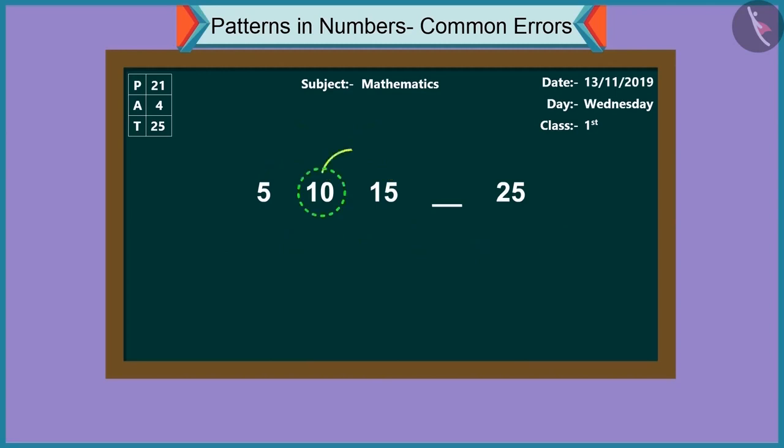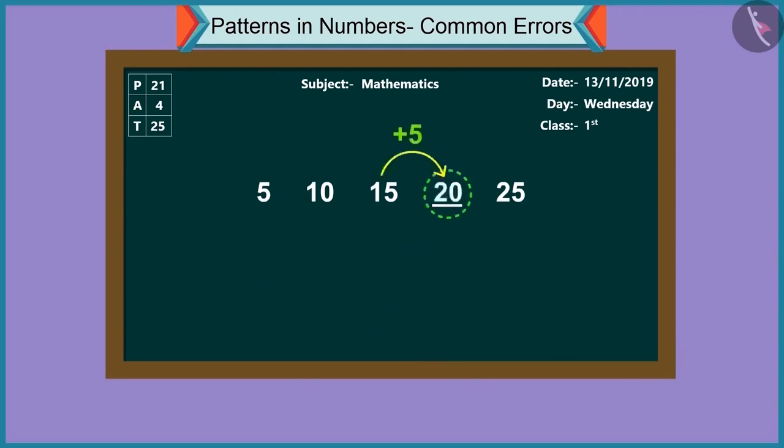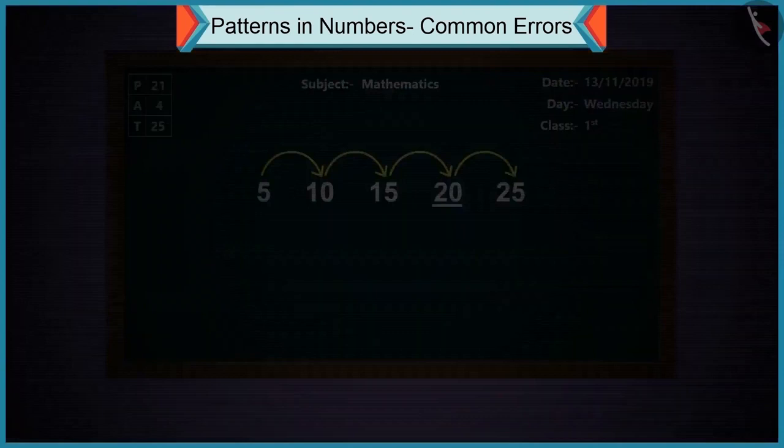Similarly, 5 has been added to 10 to make it 15. So now tell me, in this pattern, going forward, what number will we get if we add 5 to 15? If we add 1 to 15, we get 16. Adding 2, we get 17. Adding 3 makes it 18. Adding 4 makes it 19. And adding 5 to 15 will make it 20. So the answer is 20. Yes, and similarly, adding 5 to 20 makes it 25. So this is the way to carry the pattern forward.